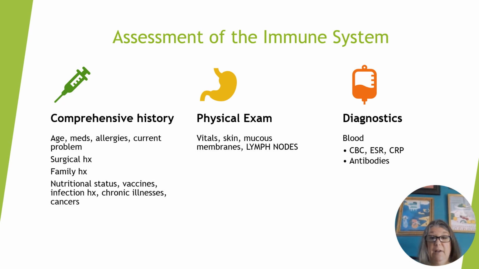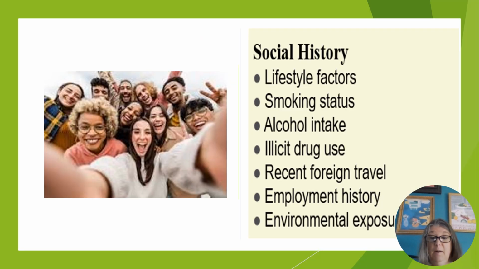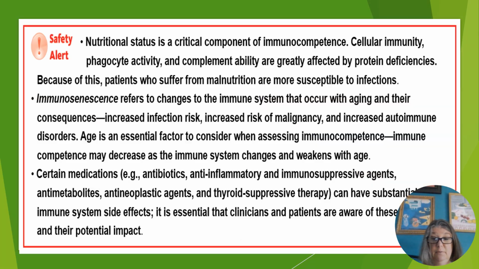Tests that we may use to evaluate immune disorders. So really we're looking to identify antibody deficiencies, like T lymphocyte and neutrophil defects, complement abnormalities. What's going on with the immune system from a lab perspective. This is just a list of what we expect in a social history. Don't forget, when we talk social history, we're talking alcohol, drugs, smoking, lifestyle factors, travel, employment history, and environmental exposures.